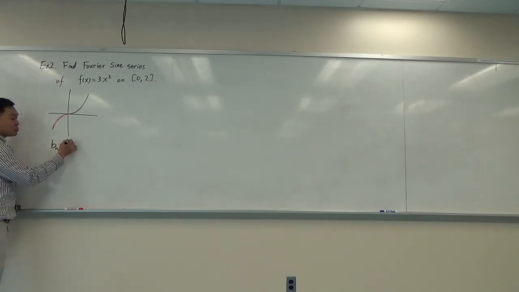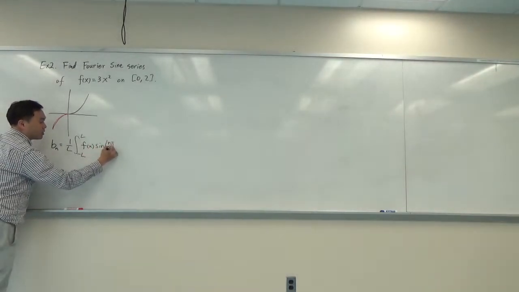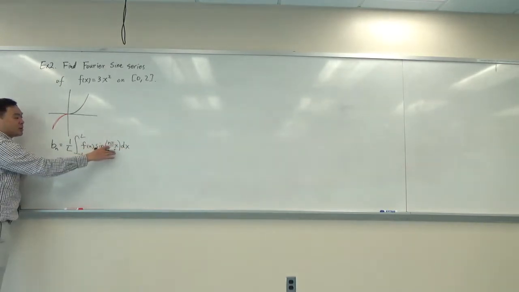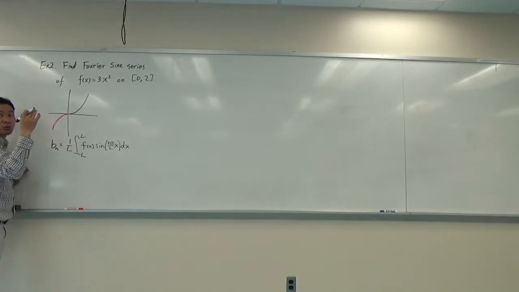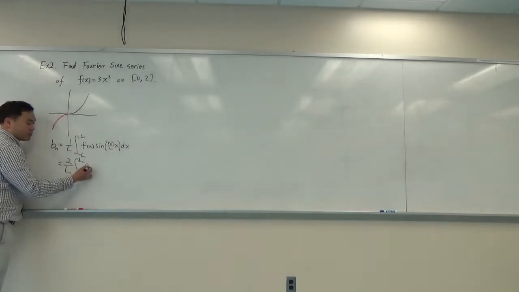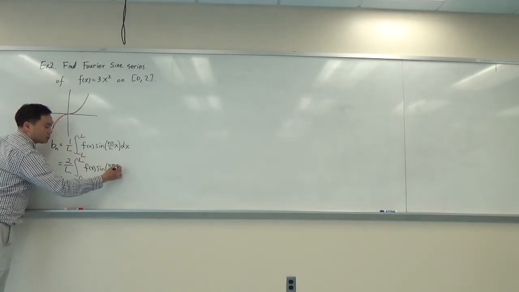The formula for bn was 1 over L from negative L to L f of x sine n pi over L x dx. And using the fact that f of x is odd and sine is odd, odd function times odd function gives you an even function. And therefore you double this result and make the integral from 0 to L. Okay. Don't forget to change the interval as well. It's not just doubling, the interval must change as well. And then f of x sine n pi over L x dx.